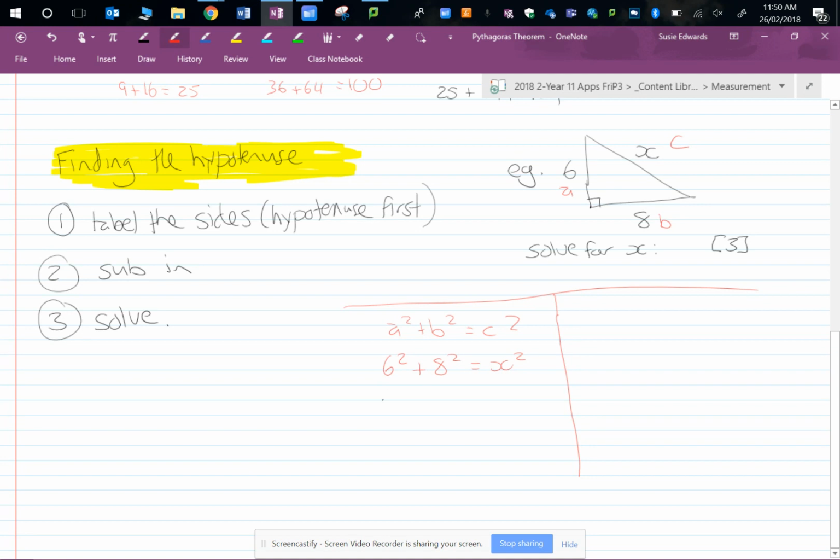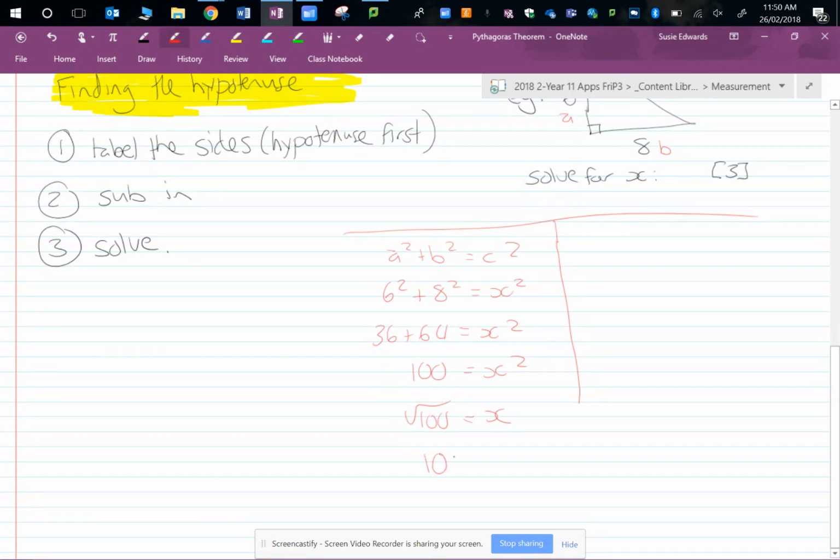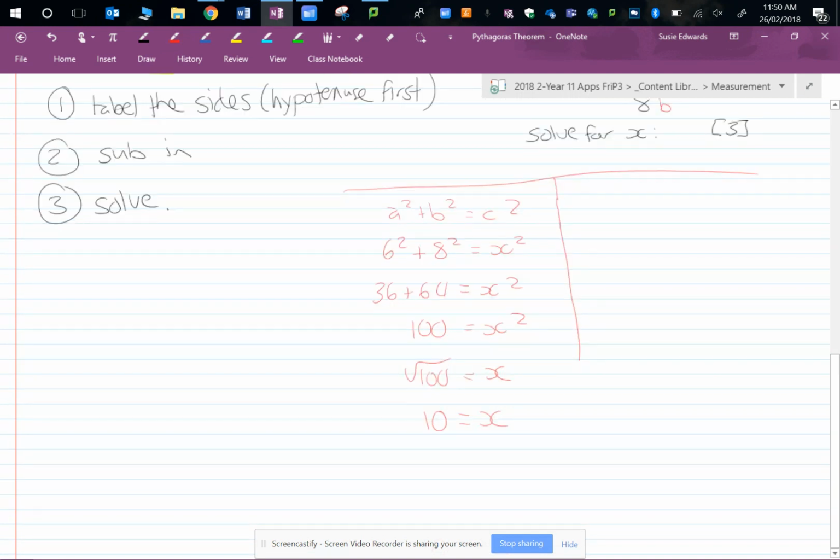So then I've got 36 plus 64 equals X squared. So 100 equals X squared. But my problem is I've now got X squared there. How do I get it to just be X? What have I got to get rid of? Got to get rid of the squared. What's the opposite of squared? The square root. So I need to go square root of 100 equals X. So X equals 10. And if you have units, which I didn't, you would put the units in.